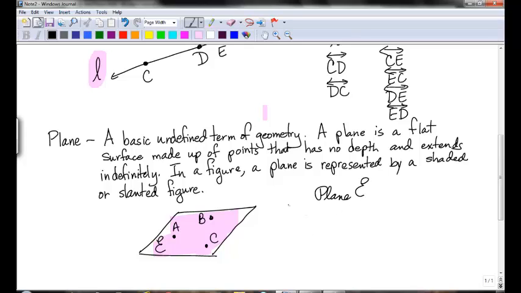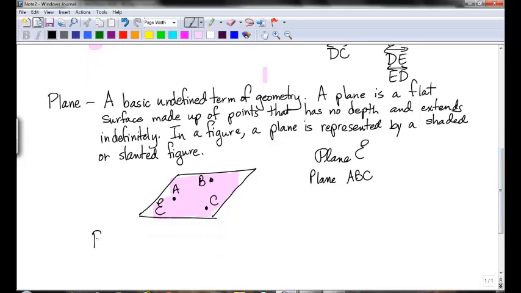Plane E, or you can also name a plane by 3 points, okay? Like I could say it's plane ABC, as long as they are not collinear. They cannot all be on the same line. Okay, so planes are usually named by capital or uppercase, by capital script letters.